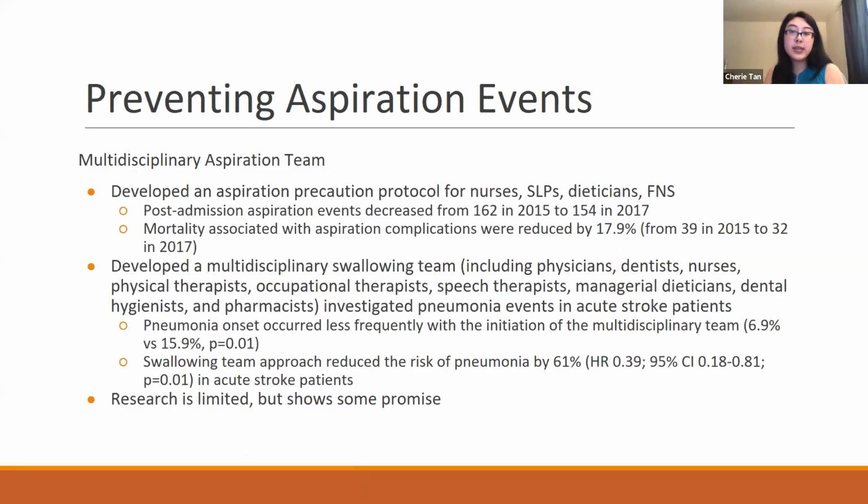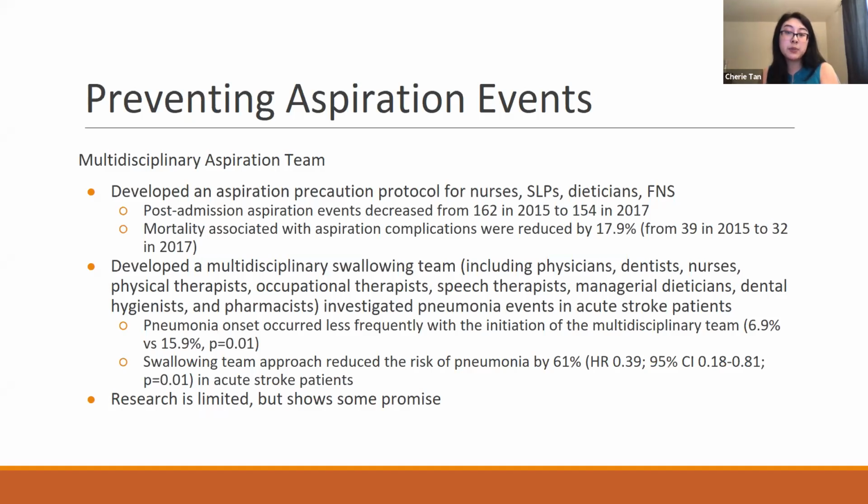There are also a few studies that research the effect of multidisciplinary team approach in order to reduce aspiration. One study developed an aspiration precaution protocol for nurses, speech therapists, dietitians, and food and nutrition services. Their number of aspiration events decreased from 162 to 154, and mortality associated with aspiration complications were reduced by 17.9%. While these numbers were not significant, it did reflect an overall decline with use of the protocol.